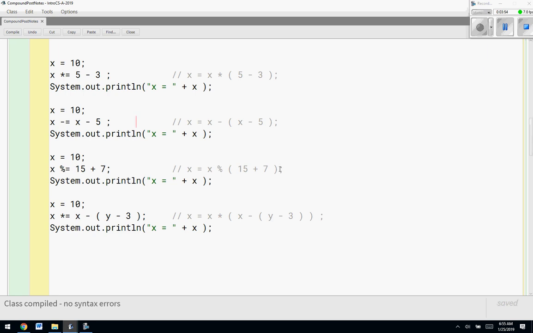So that compound operator always goes last. That's the key to remember. If it helps, rewrite it. Rewrite the command, as I've been doing over here. That can help you think about what is going on.